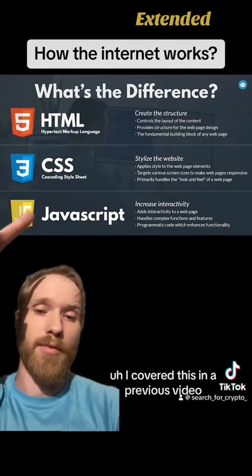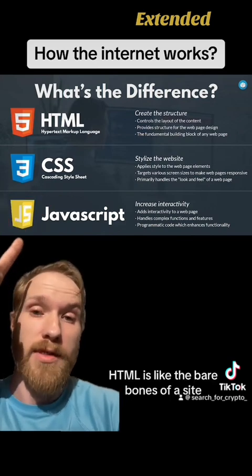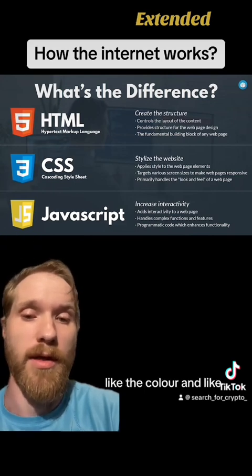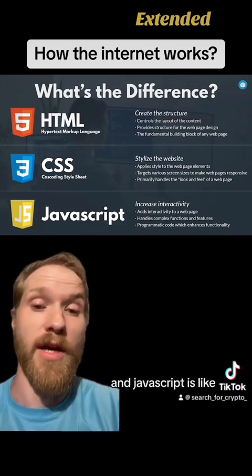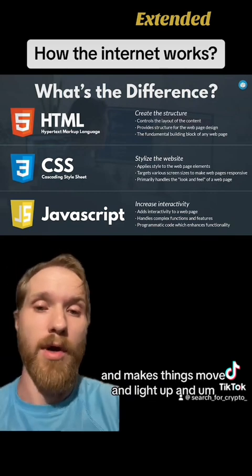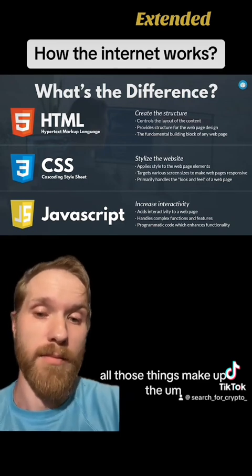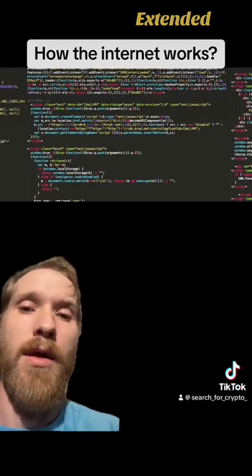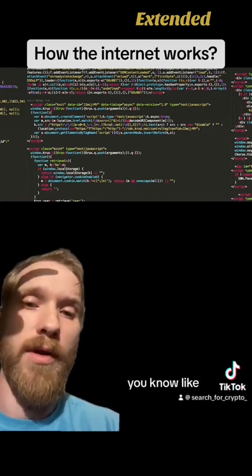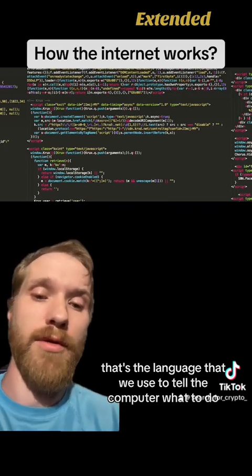I covered this in a previous video, but real quick, HTML is like the bare bones of a site. The CSS is like the styling, like the color and the fonts and stuff like that. And JavaScript is like the automation. It makes things move and light up and all those things. Altogether, all those things make up the code. The code itself just looks like this. It looks like a bunch of words together. That's the language that we use to tell the computer what to do.